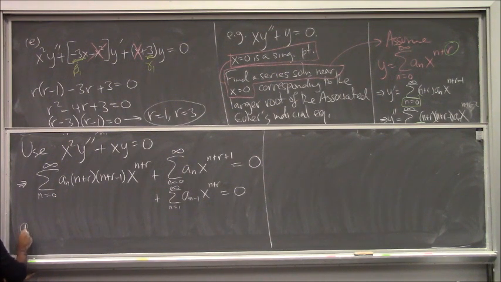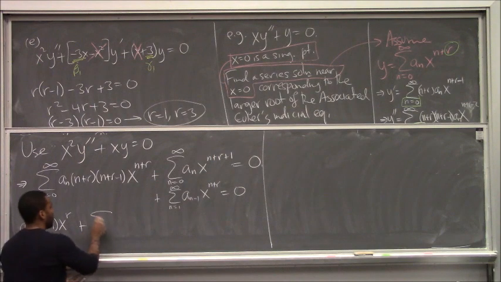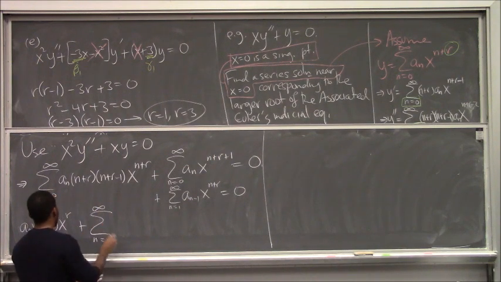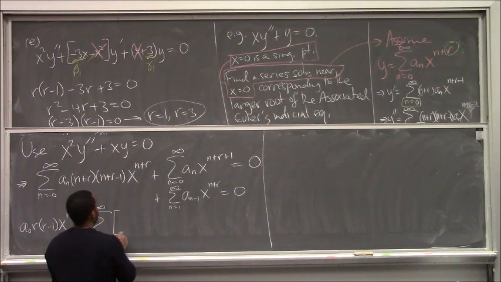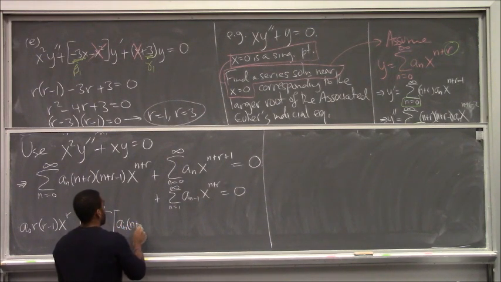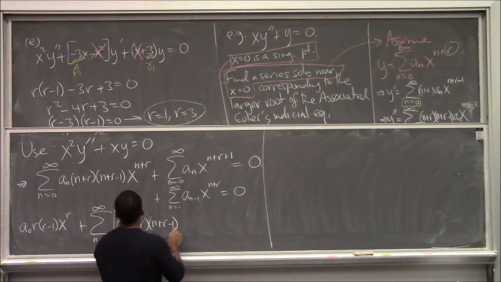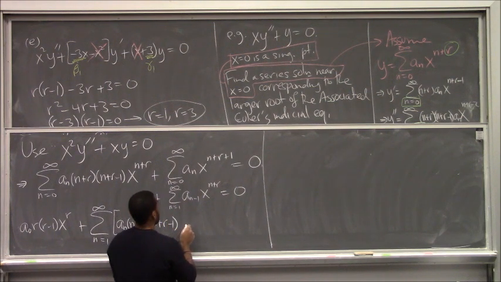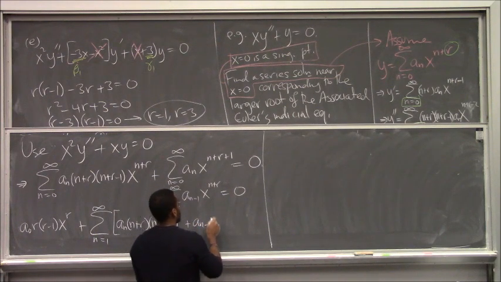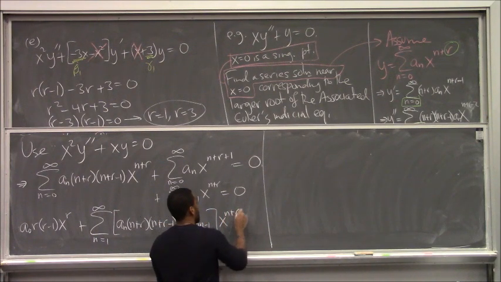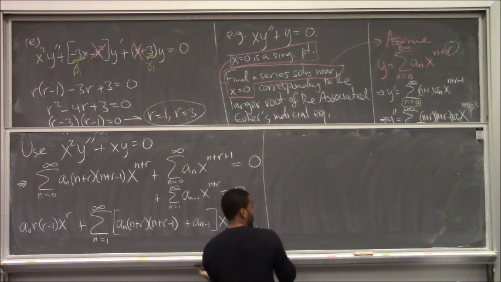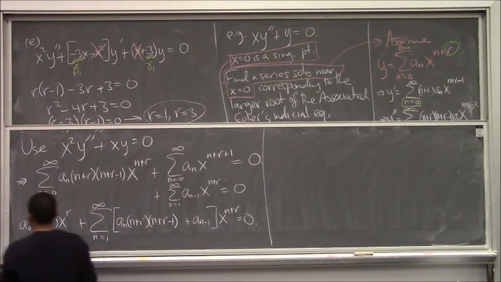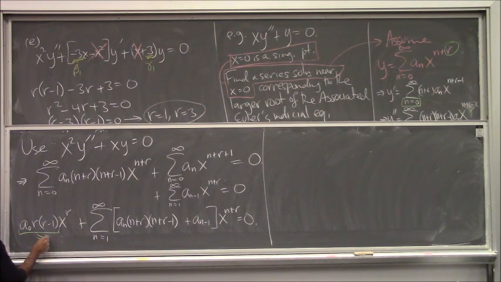A of 0, r minus 1, x to the r. And then I can start everyone at 1. Now, here we're going to have a_n times n plus r times n plus r minus 1, plus a_(n minus 1) x to the n plus r equals 0. And what we're going to do is set each coefficient equal to 0.